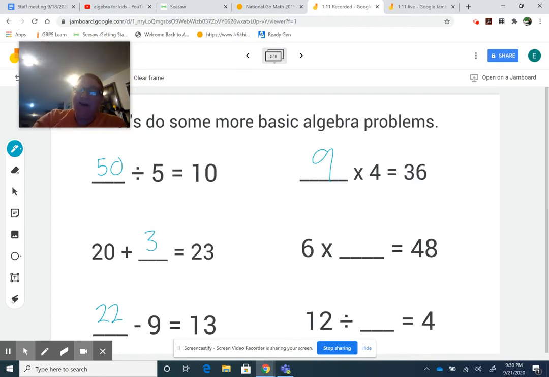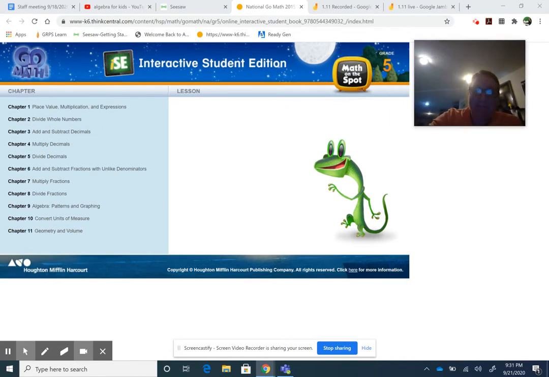Now, the next one, 6 times something equals 48. You can still do division on this one, even though it's not open on the end. You can do 48 divided by 6 is 8. Good. And then the last one, 12 divided by something equals 4. So we have to ask ourselves, 4 times what equals 12? The answer is 3. All right, let's get started now.